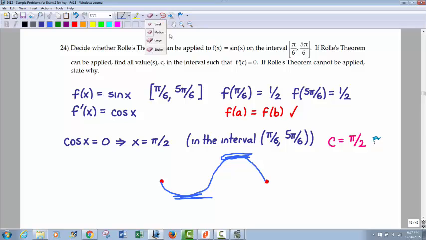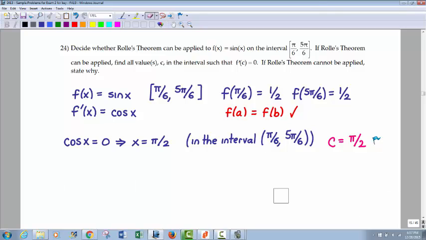So you see what I did over here was I plugged in the pi over 6 and the 5 pi over 6, and they both produce 1/2. So that means this theorem is valid and it is continuous. So that means you just set the derivative equal to that value, provided it's in the interval pi over 6 to 5 pi over 6.